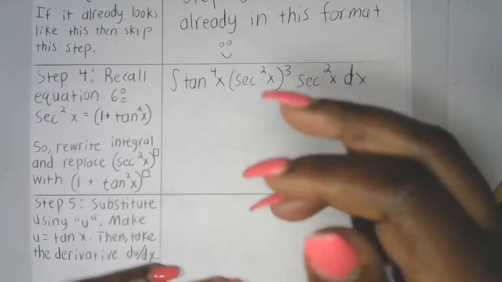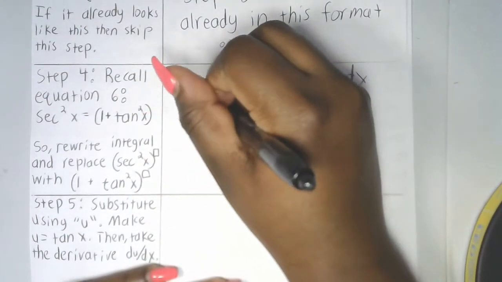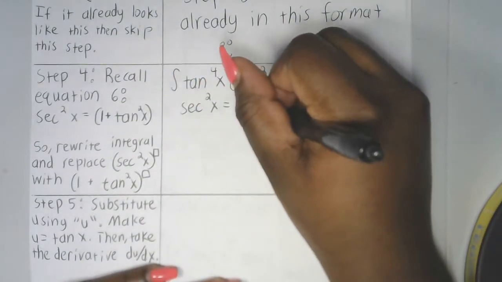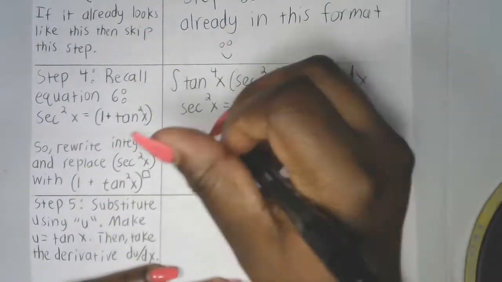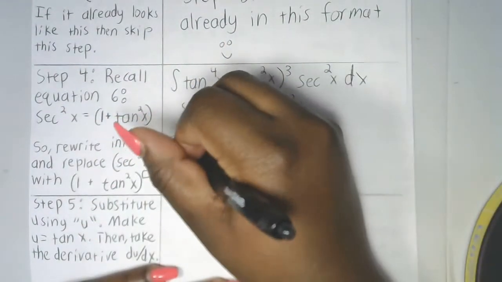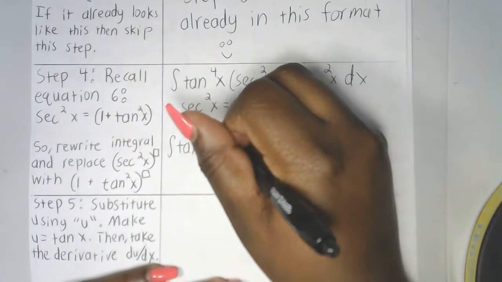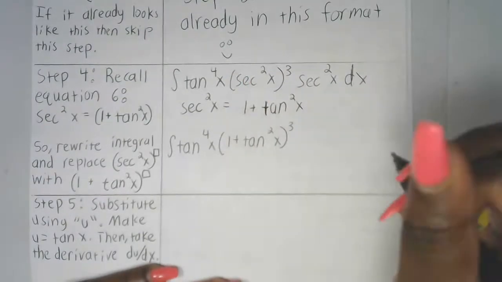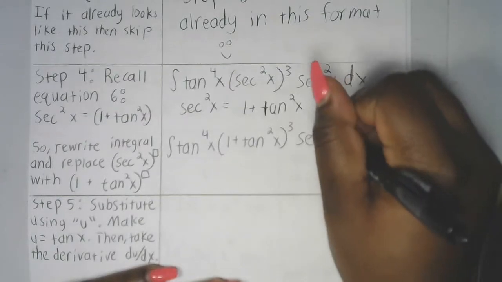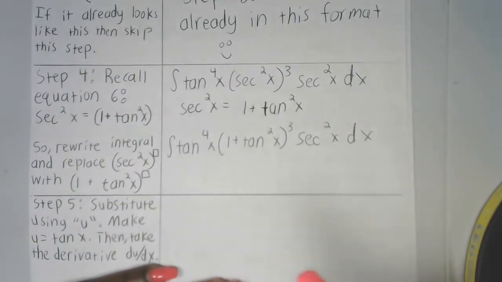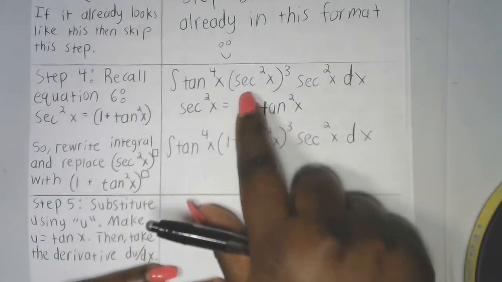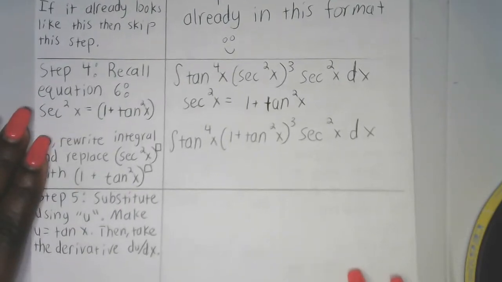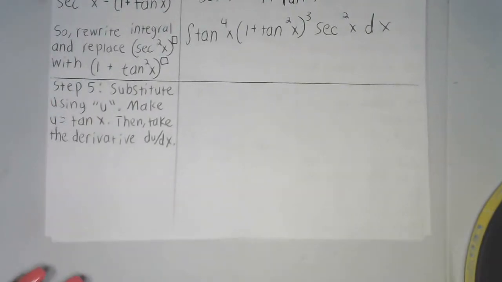But anyway, secant x squared is equal to 1 plus tan x squared. So when we rewrite the integral, we can rewrite it as tan x to the 4th times 1 plus tan x squared to the 3rd power times secant x squared dx. So in this step, all we did was replace this secant x squared term with this right here. All right, so that's it for step 4. Now let's go on to step 5.